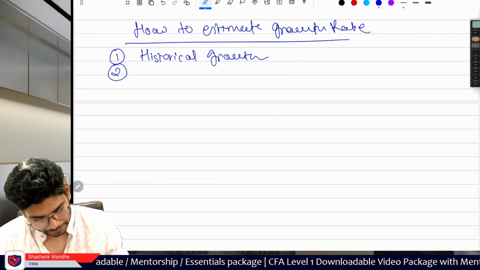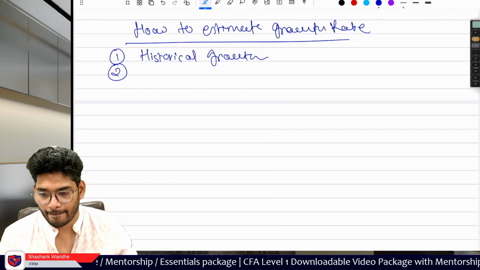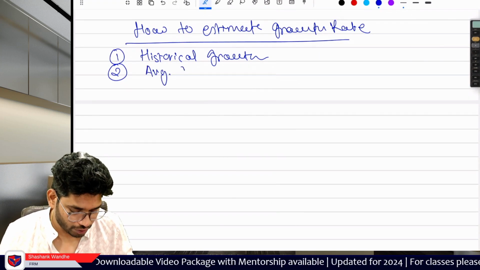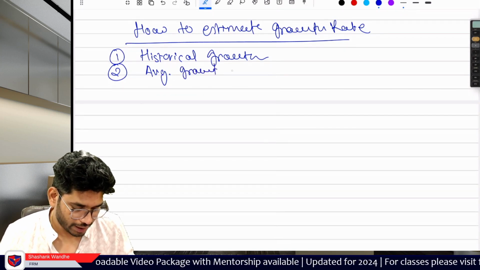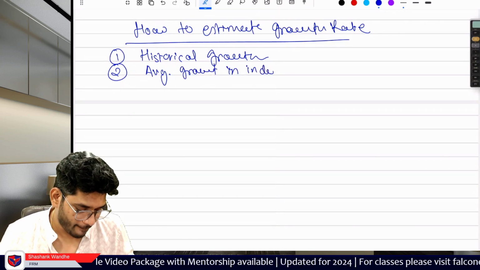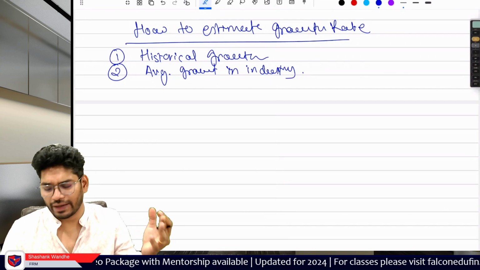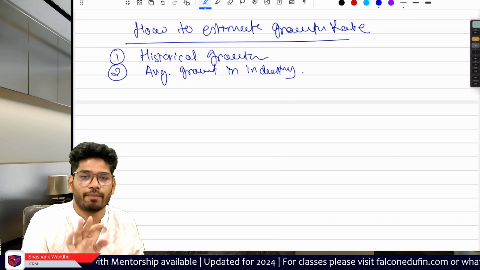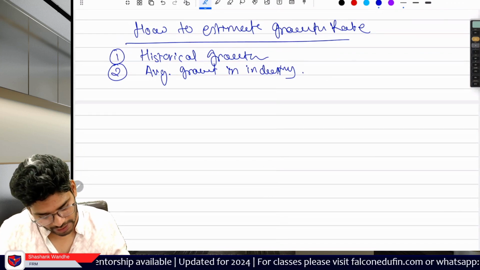Second is, take the average growth rate in the industry. So for now, say the industry's growth rate is 10%. So we will assume that sooner or later, the company will also give a growth rate of 10%.